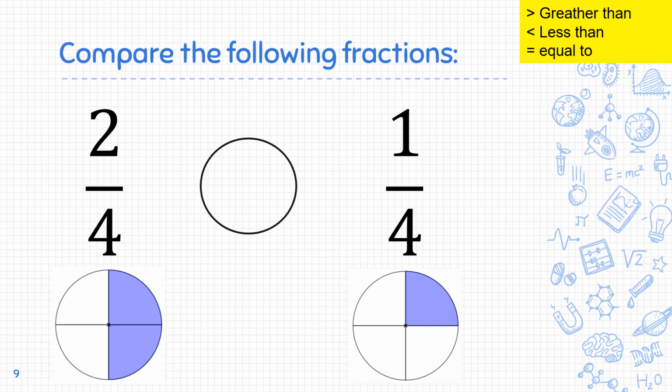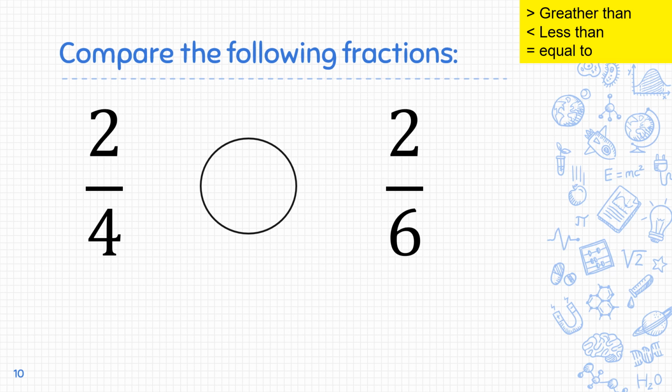On the top right corner, you can see, if you don't remember, the greater than sign, the less than sign, and the equal to sign. So is 2/4 greater than or less than 1/4? That's right. 2/4 is greater than 1/4 because we can see that there is more color in 2/4 than in 1/4. Great job.